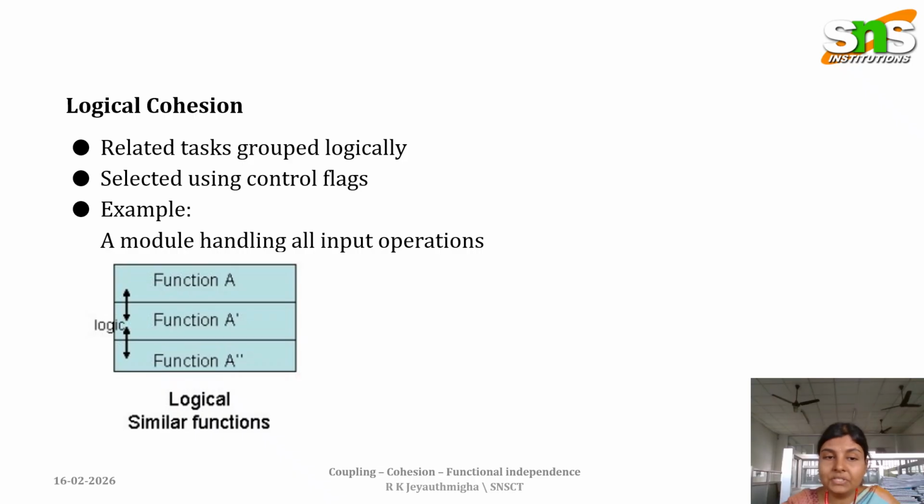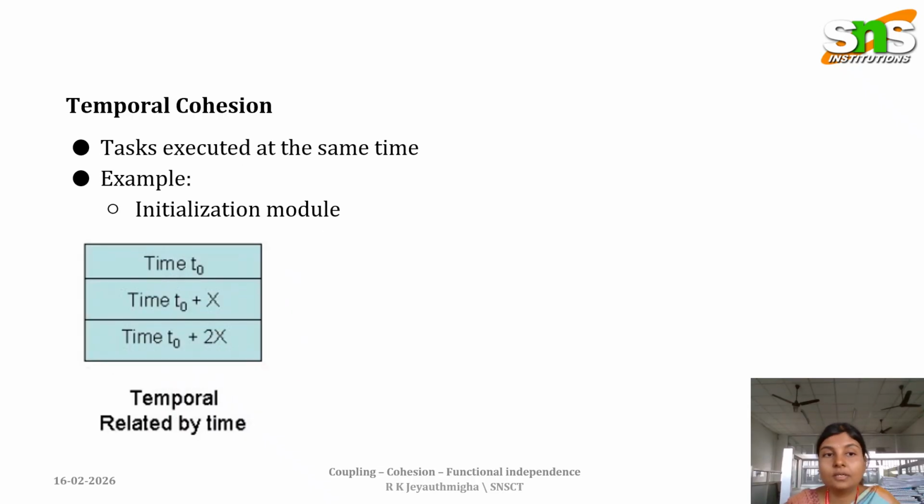For example, function A dash and A double dash. We have the logic which is grouped together. So logical cohesion means similar functions grouped together in a logical way. Then temporal cohesion, tasks executed at the same time. Example, initialization module. Temporal meaning related by time.